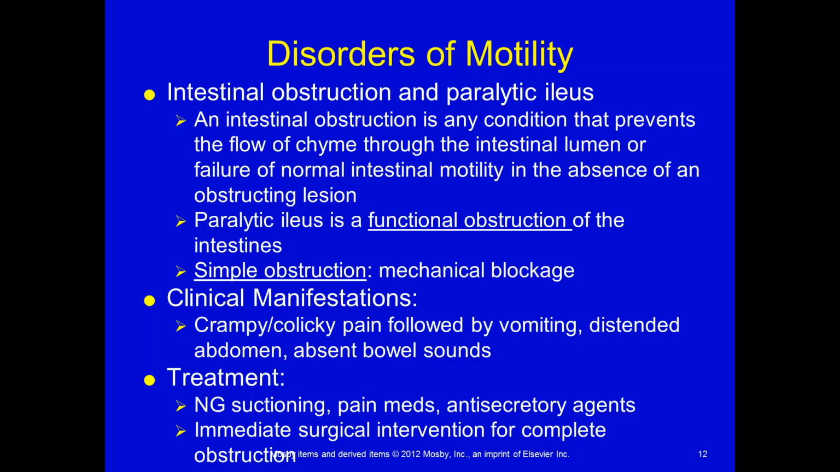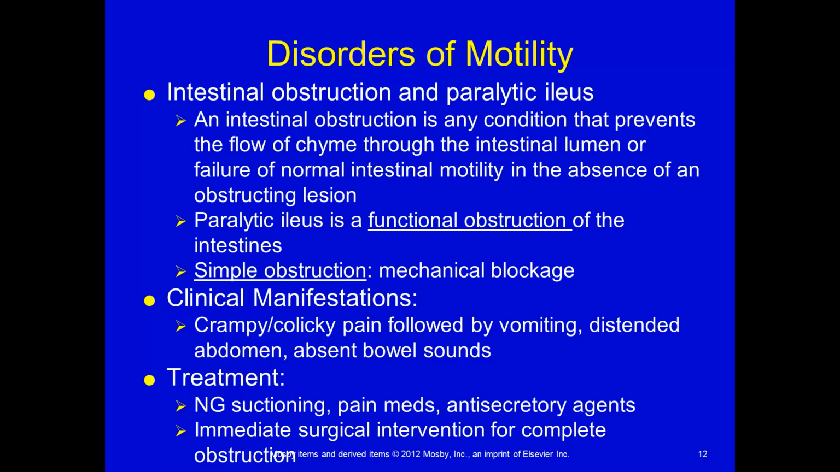So we'll just finish up here with this last concept of the disorders of motility, and that is that of intestinal obstruction and/or paralytic ileus. An intestinal obstruction is obviously any condition that prevents the flow of chyme through the intestinal lumen, or the failure of normal intestinal motility, even if there really isn't an actual obstruction, but just the failure of the normal movement of chyme through the intestine.